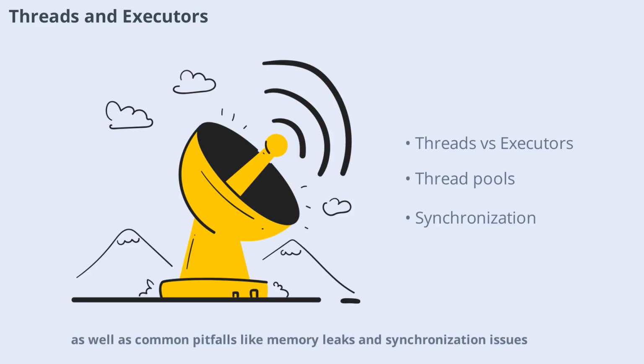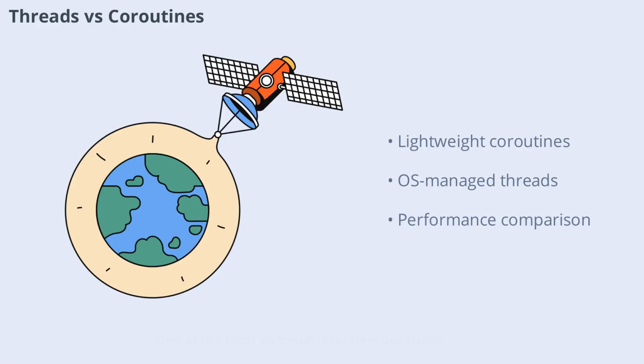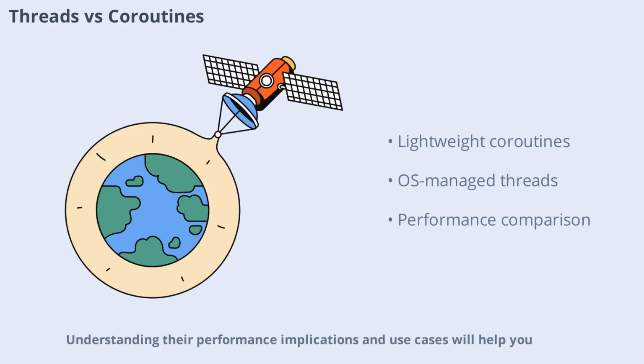One of the most common interview questions is the difference between threads and coroutines. Threads are managed by the OS and are heavier, while coroutines are lightweight and managed by the Kotlin runtime. Understanding their performance implications and use cases will help you answer confidently and choose the right tool for the job.